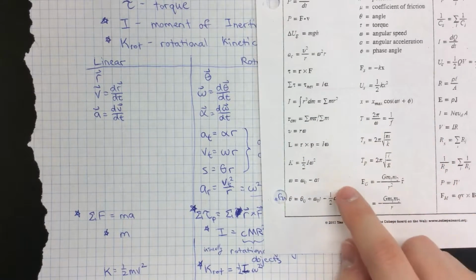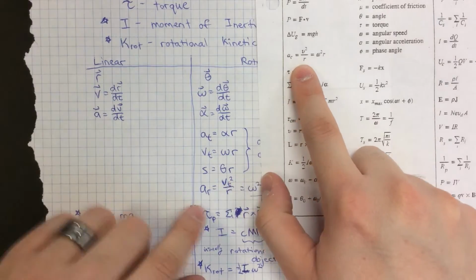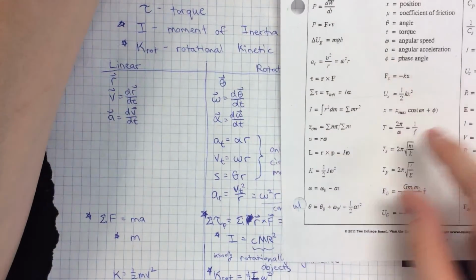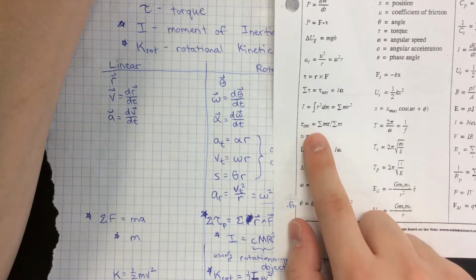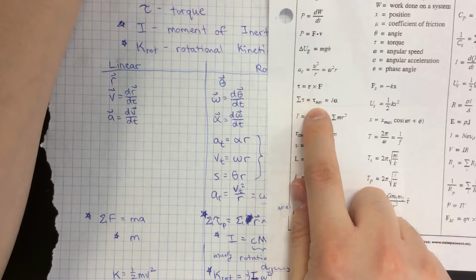They do give you centripetal acceleration. I called it radial acceleration, but they give you centripetal acceleration. They give you torque, and also Newton's second law for torque.